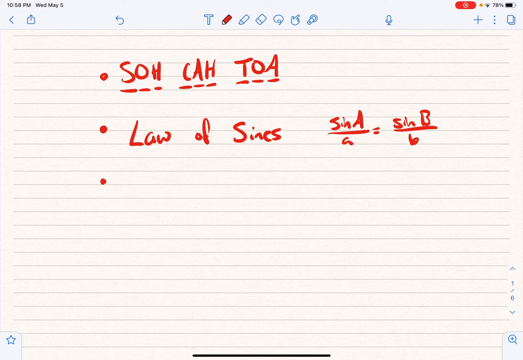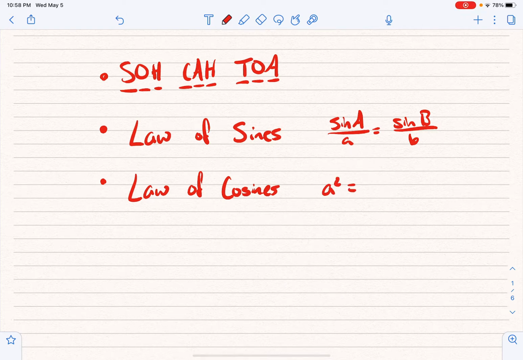And then lastly, we talked about the law of cosines. The law of cosines was a little bit more complicated, but it was where some side squared is equal to the other two sides squared minus 2 times those two sides times the cosine of the angle. That was pretty complicated, a little bit uglier, but all together, it was all right.